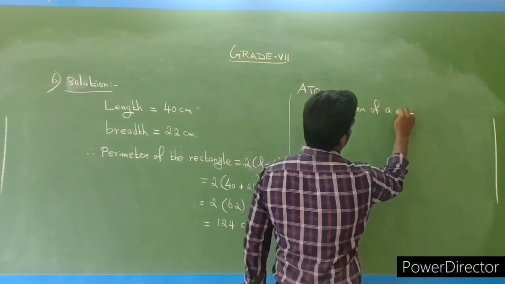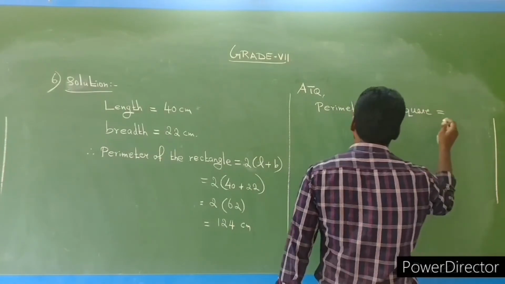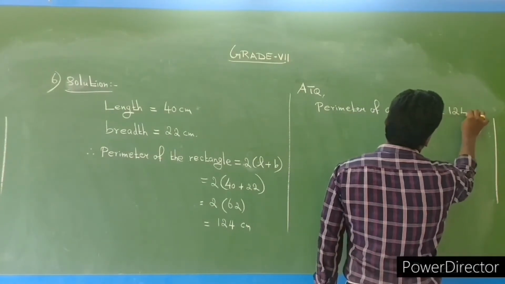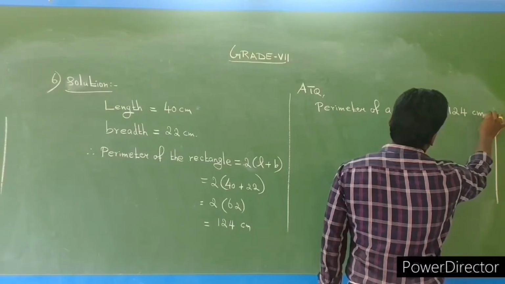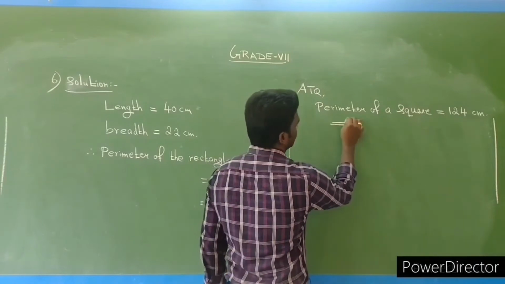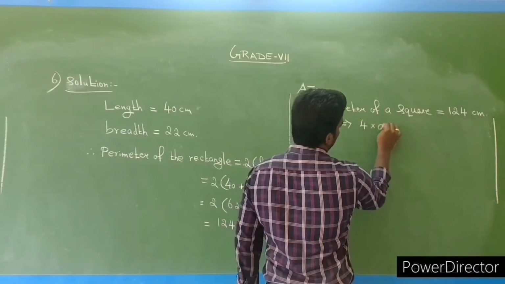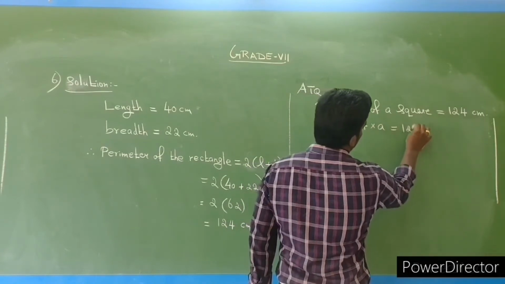Perimeter of a square, which is equal to, what is that? 124 centimeter. So from our condition, the perimeter of the rectangle and the perimeter of a square is equal in length, which is equal to, what is the perimeter of a square? 4 into A, which is equal to 124 centimeter.